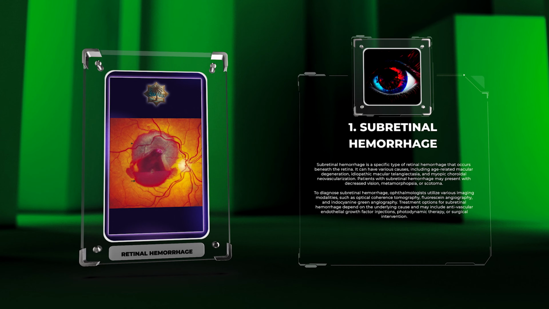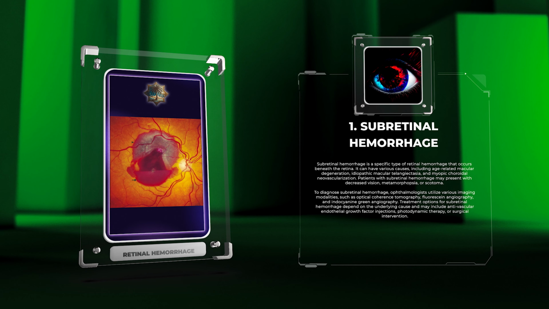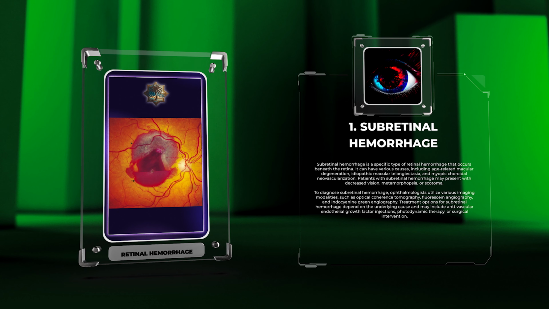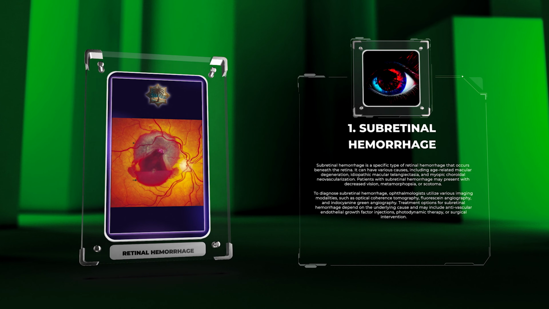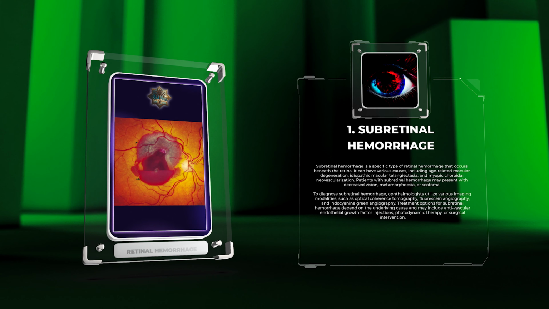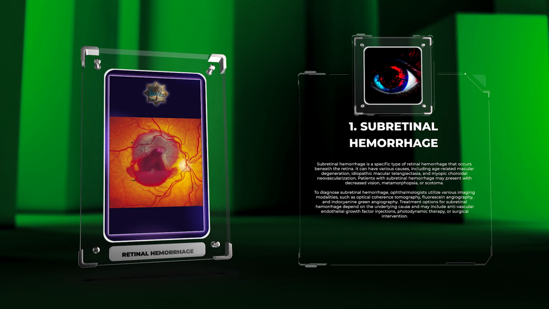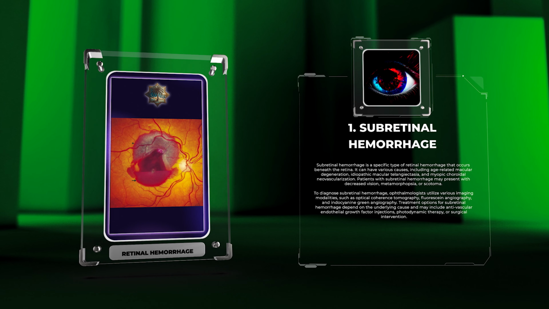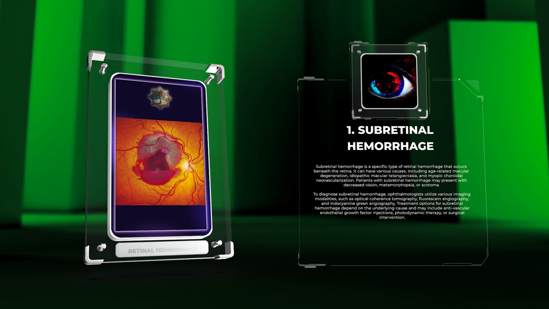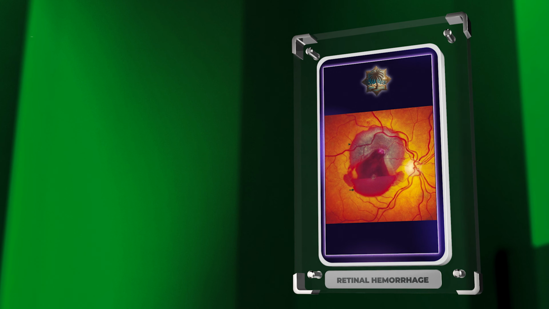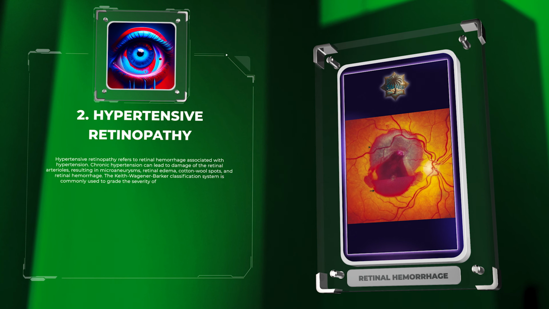To diagnose subretinal hemorrhage, ophthalmologists utilize various imaging modalities, such as optical coherence tomography, fluorescein angiography, and indocyanine green angiography. Treatment options depend on the underlying cause and may include anti-vascular endothelial growth factor injections, photodynamic therapy, or surgical intervention. Hypertensive retinopathy refers to retinal hemorrhage associated with hypertension.